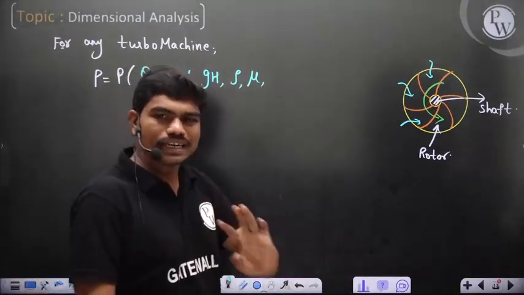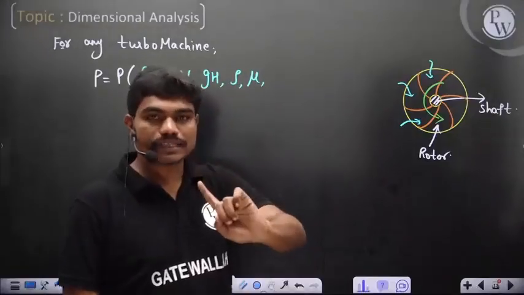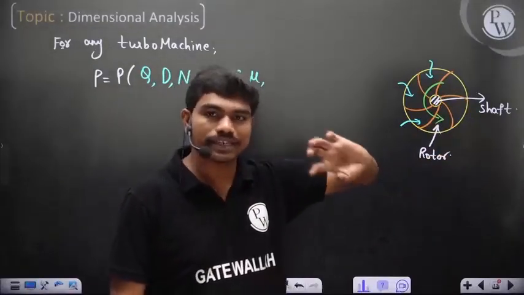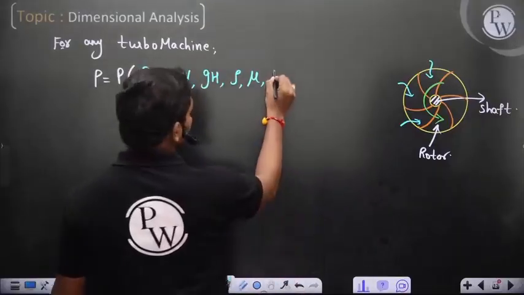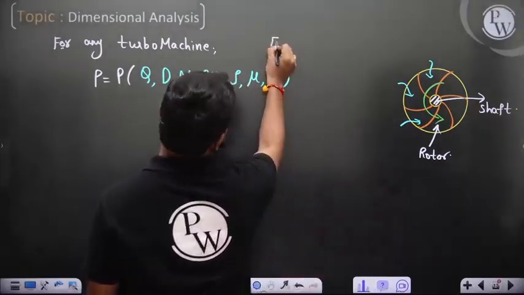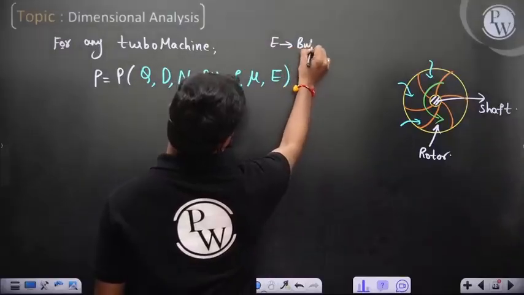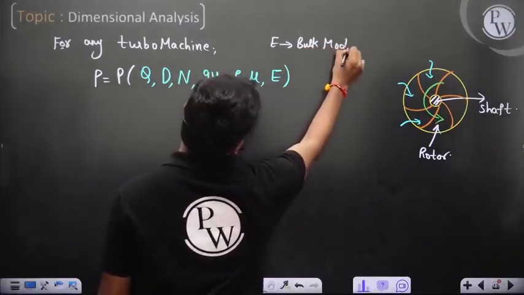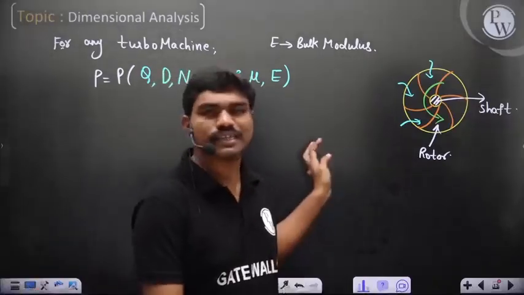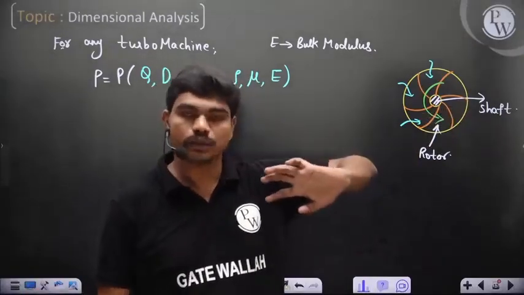And right now I'm not discussing much, but there is also one parameter. If you are dealing with compressible flow machines like compressors or steam or gas turbines, in such cases it also depends upon E. What is E? Bulk modulus. When you have the compressibility effects, E is the bulk modulus actually. So E is the bulk modulus. And of course, there are other terms as well, but these are the main things which we are restricting as of now.